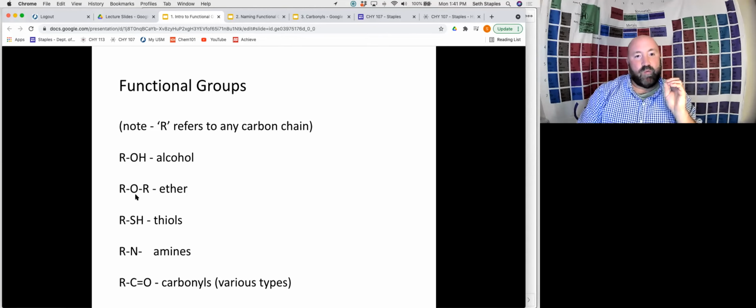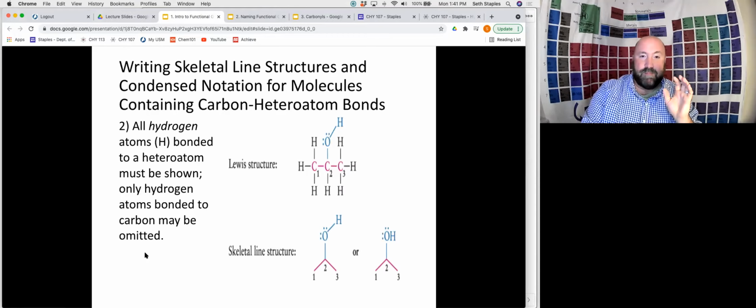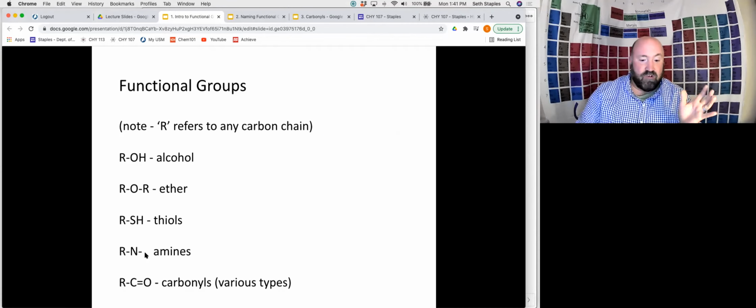If we have an oxygen with two different carbon chains hanging off either side, that's an ether. An SH is called a thiol. A carbon chain with a nitrogen attached to it is called an amine. And I didn't put the H here because, as we'll see when we talk about amines, we can have what we call primary, secondary, or tertiary amines. And so on the other side of this nitrogen, there might be two hydrogens. There might be one hydrogen and another R group. There might be no hydrogens and two different R groups.